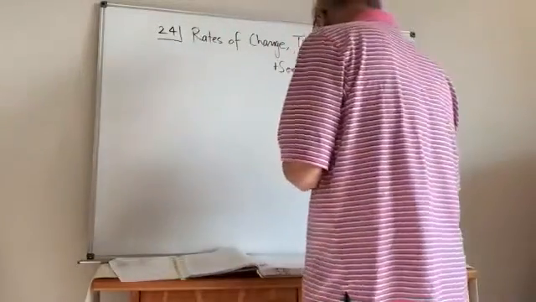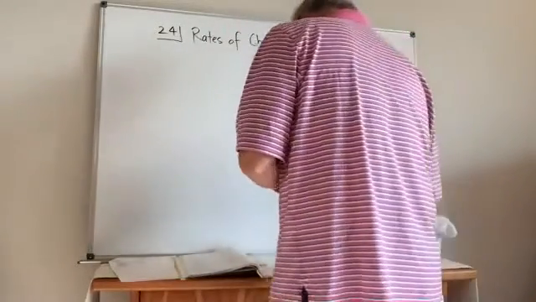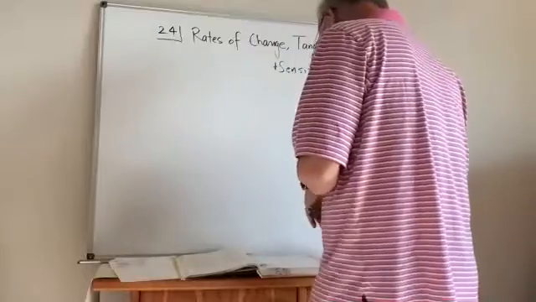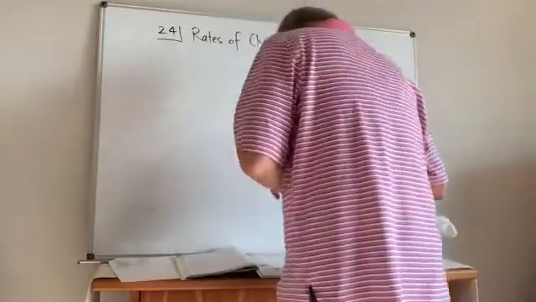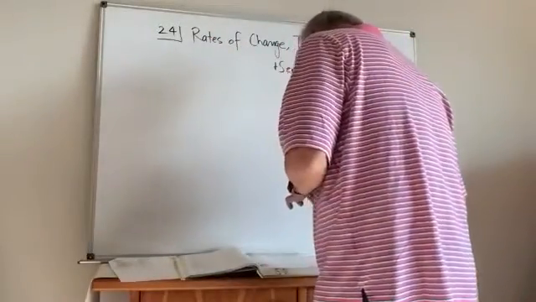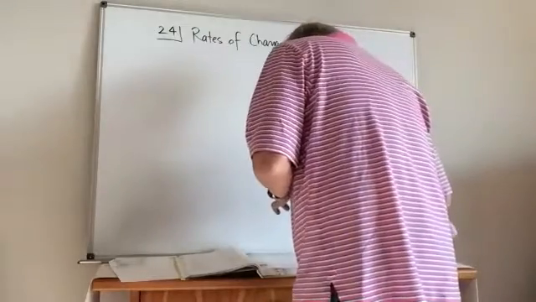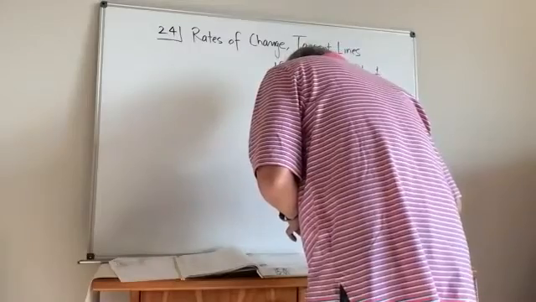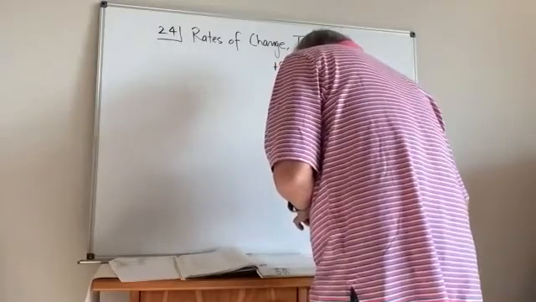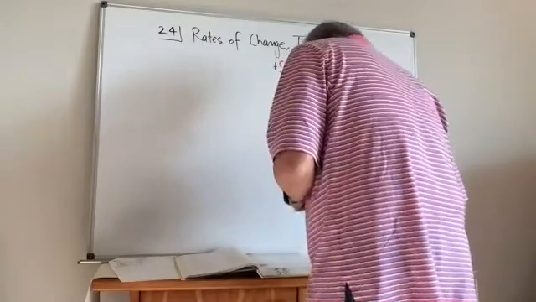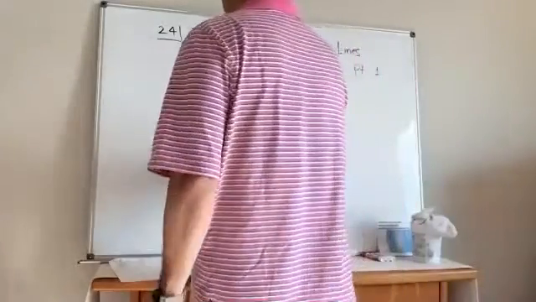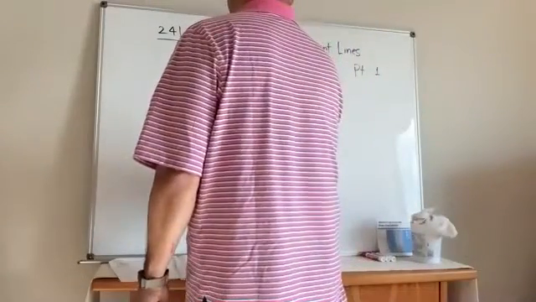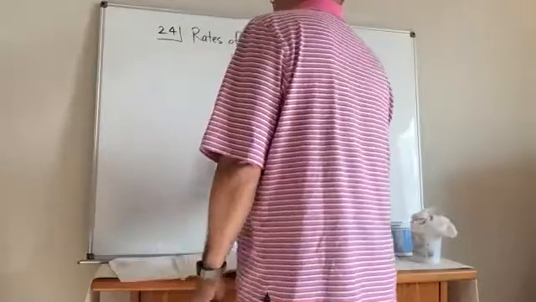So rates of change and tangent lines. The first thing we're going to talk about is the average rate of change. On page 87, it says we are given... Find the average rate of change of x cubed minus x over the interval 1 and 3. So x cubed minus x.